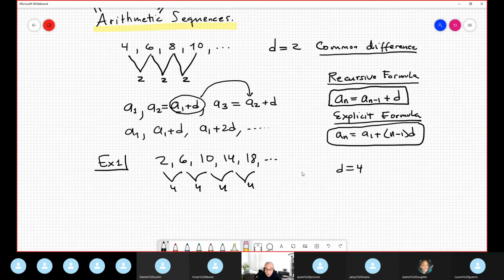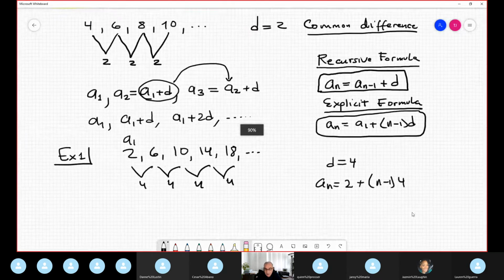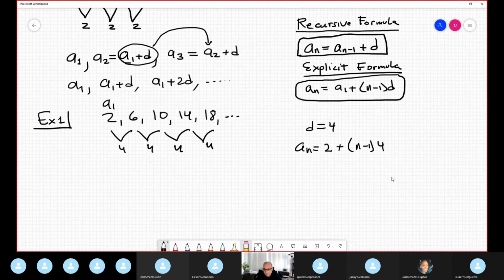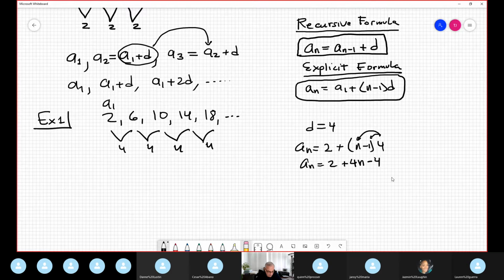Therefore, if you want to find the formula for this sequence, the A sub n, I'm using that formula. A sub n is equal to A1. Who is A1? A1 is the first, which is 2, plus (n minus 1) multiplied by d, which is 4. And that's it? No. I need to manipulate a little bit. You apply this: 2 plus 4n minus 4, right? Finally, we combine like terms for 4n minus 2. Ooh, this is a formula.